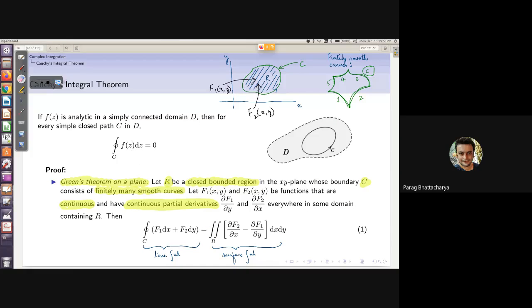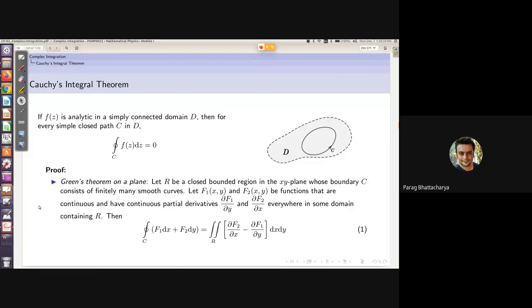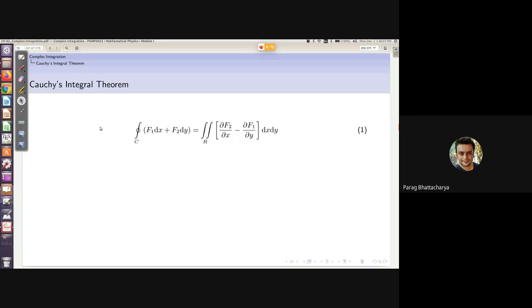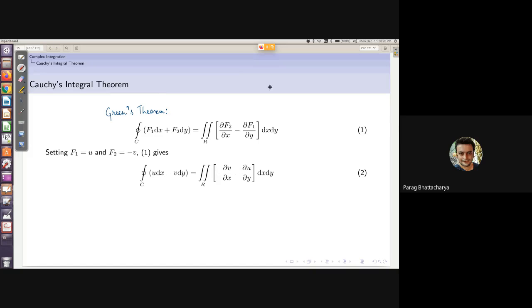Now going back to this. Next slide. So this is Green's theorem. All right, so now let us do this kind of substitution. Remember, we are talking about analytic functions, right? We are assuming a function f(z).